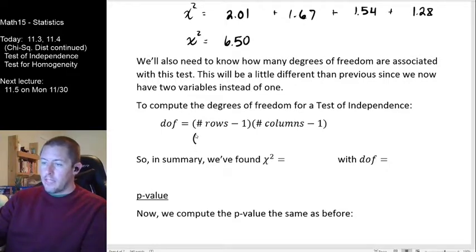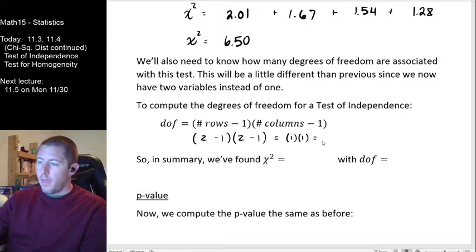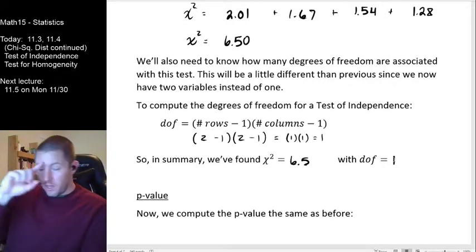In our case, that was 2 minus 1. There were 2 rows in our table. There were 2 columns in our table. There were 2 possible outcomes for the variable tattoo. There were 2 possible outcomes for the variable smoker. And so that's just going to be 1 times 1, and that's just 1. So in total, we've now found 6.5 was our chi-square test statistic, and that's associated with 1 degree of freedom.